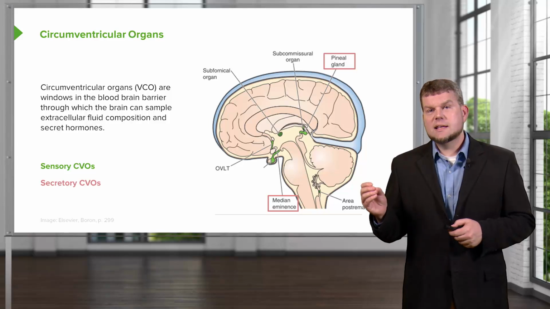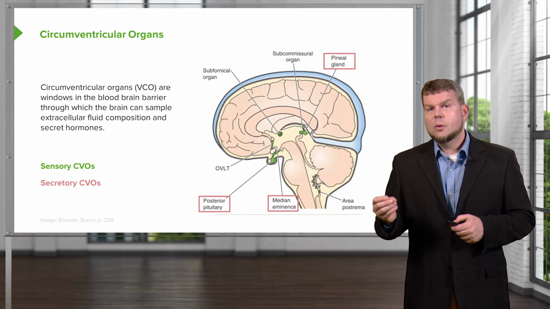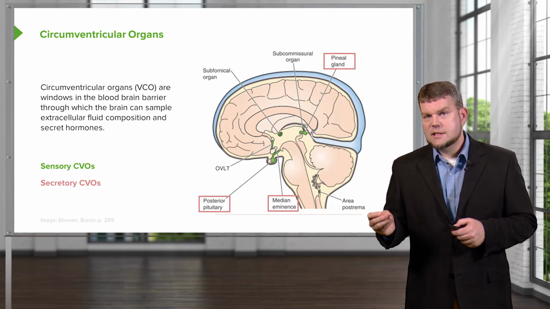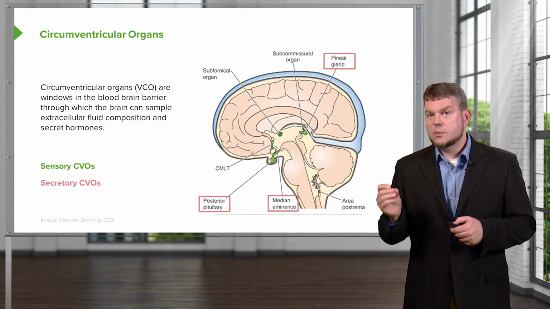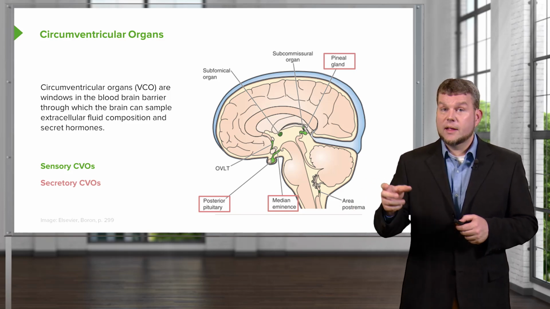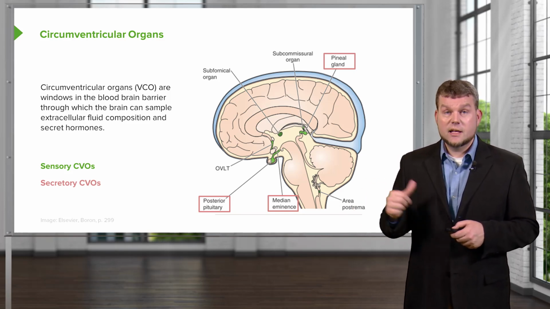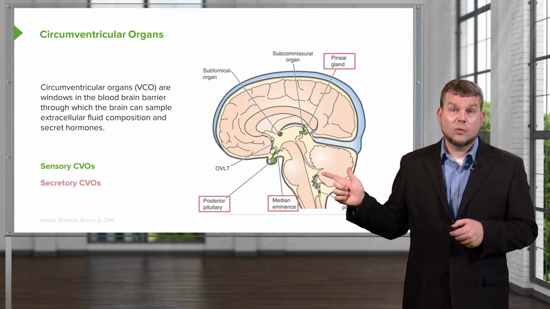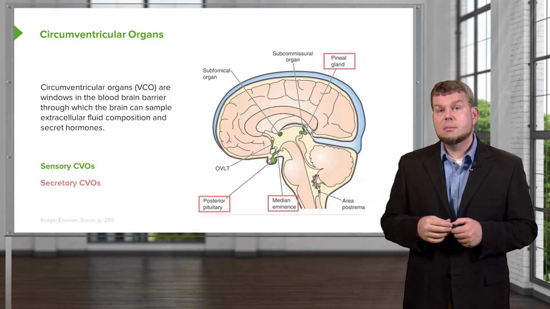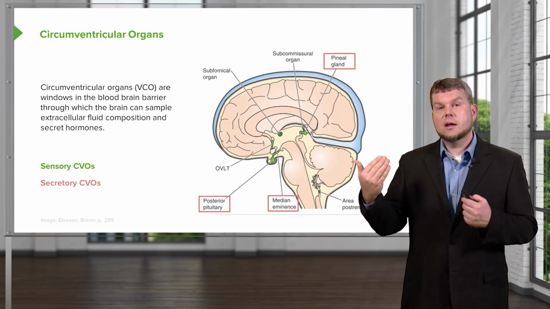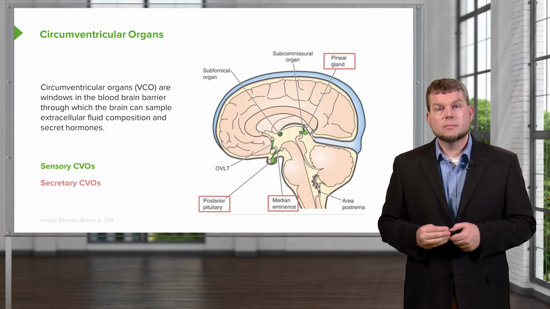We also have places like the median eminence and the posterior pituitary. We will utilize this in the endocrine section because these are going to be areas in which some of the hormones can leave from. Like from the posterior pituitary, it's where oxytocin and antidiuretic hormone are released. From the median eminence, we have all of the hypothalamic pituitary axis hormones.